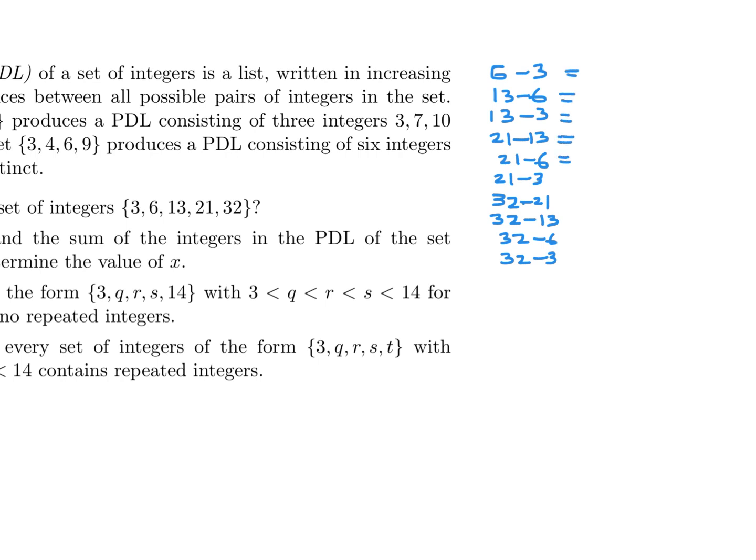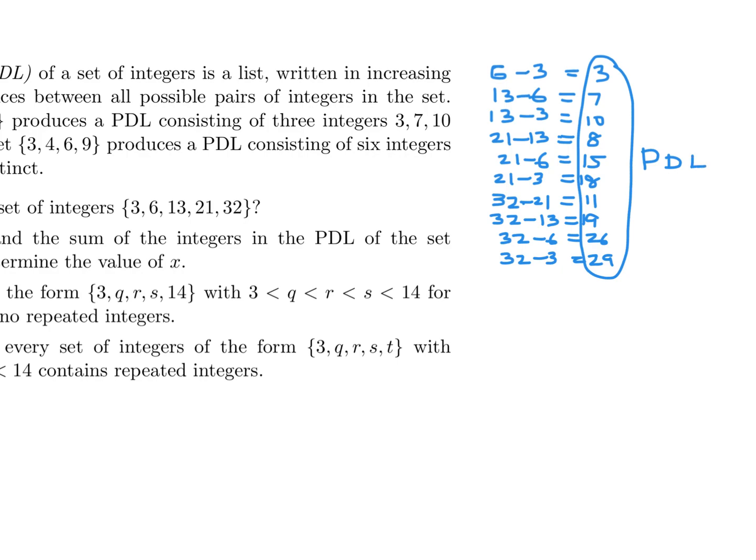And well, these are going to be 3, 7, 10, 8, 15, 18, 11, 19, 26, and 29. And therefore, this is the PDL. And you can write it in increasing order in this nice little bracket format if you want.